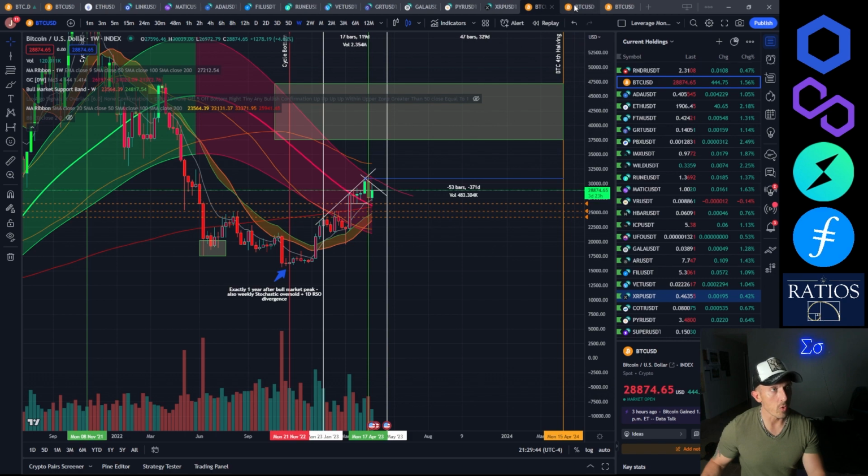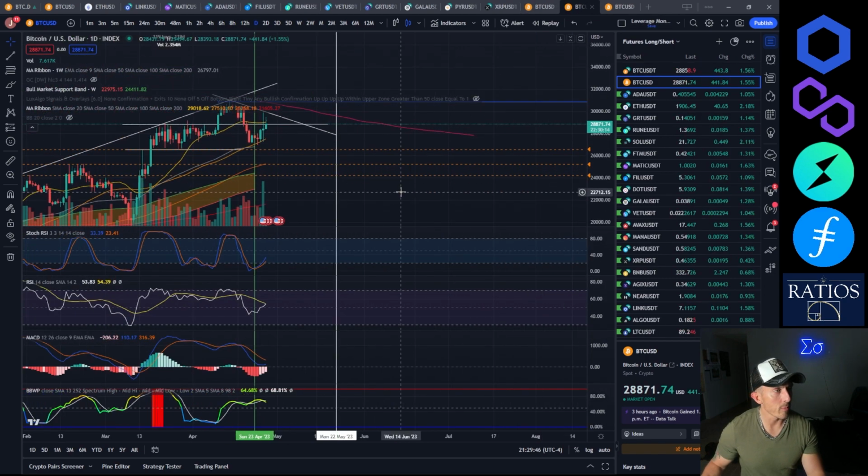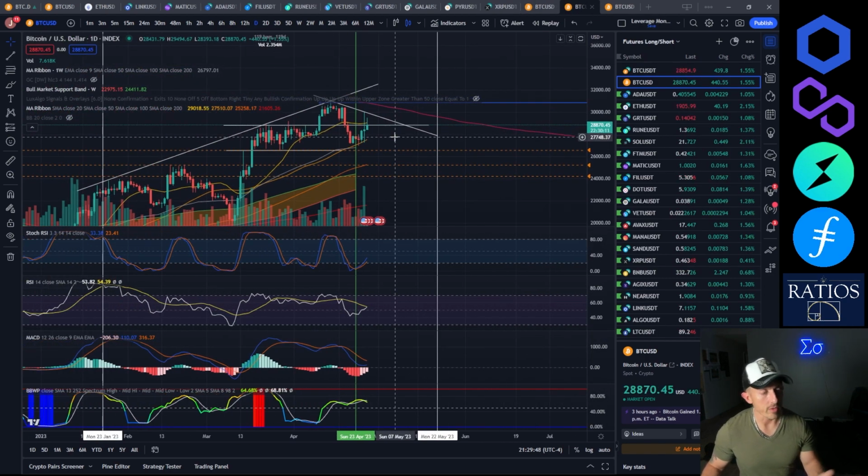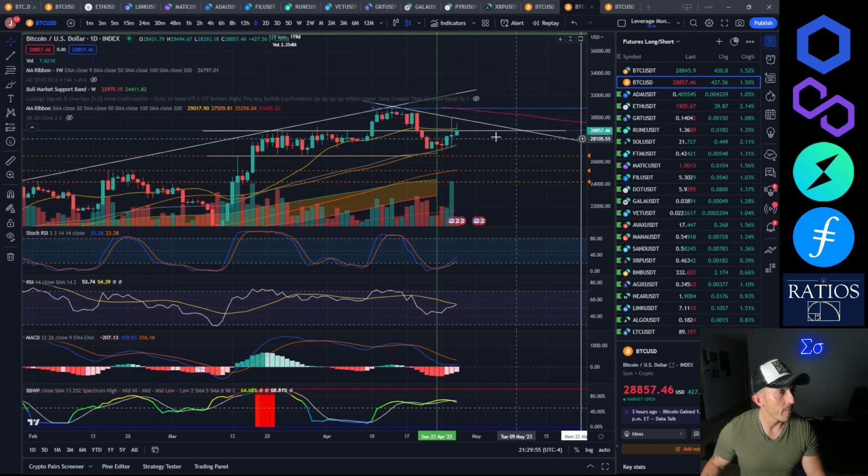But if we look at Bitcoin, like on the daily chart, for example, yesterday, which yesterday was a couple hours ago because it closes at 8 Eastern time, but look at this candle on Bitcoin right here.